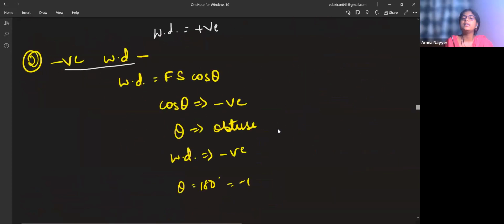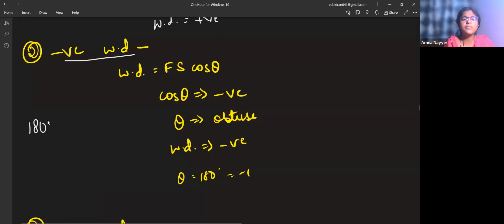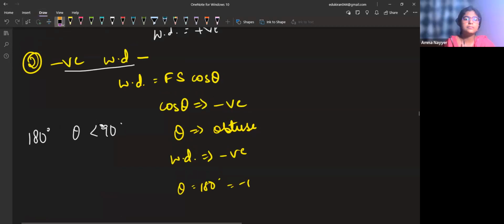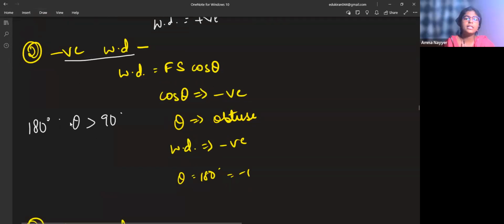An obtuse angle is more than 90 degrees and less than 180 degrees. So work done will be negative there. If it's perpendicular, the angle is of course 90 degrees. Cos 90 is 0.